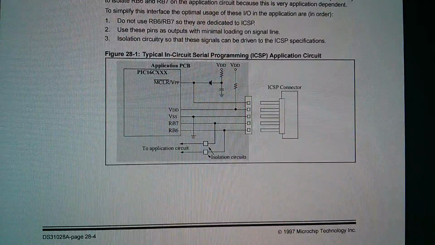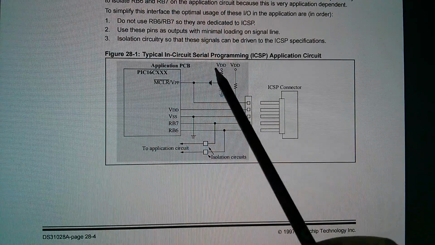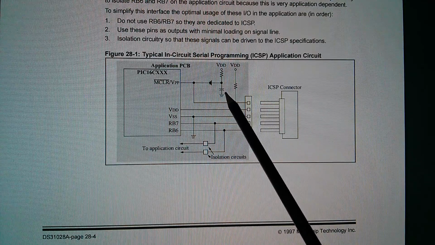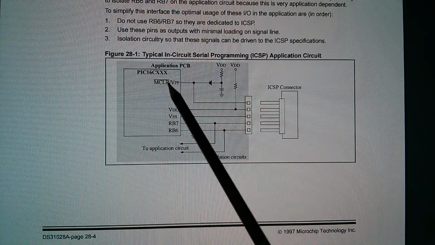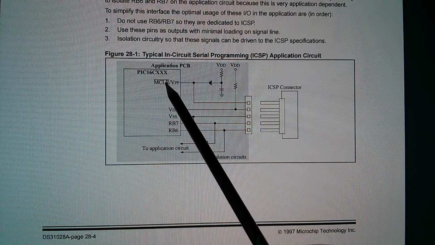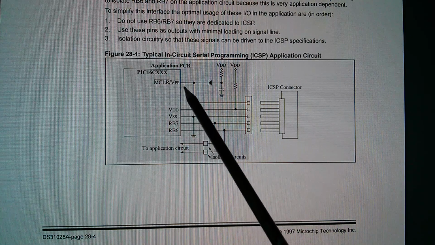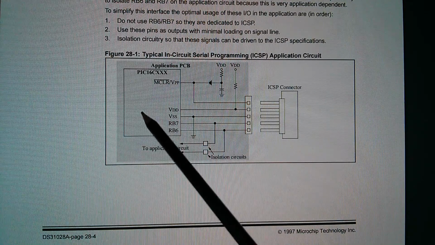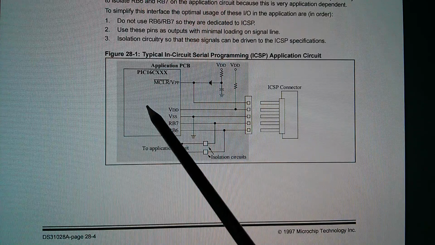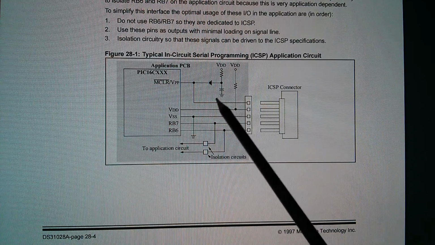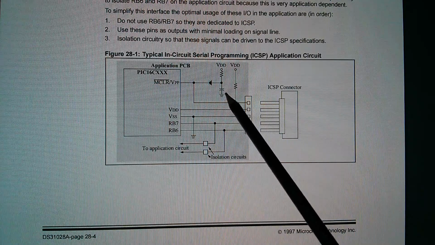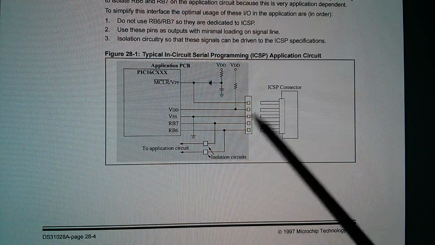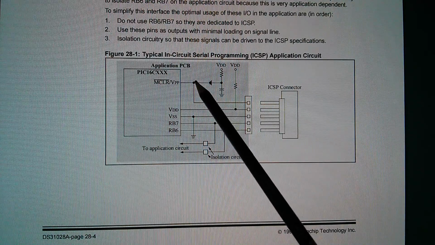If I come down to here, there's a diagram showing the required pull-up resistor and capacitor to ensure that master clear is not left floating, because if master clear is left floating, it can either go up or down, and the chip can just reset itself in strange, mysterious ways. So you have to put this pull-up and sort of a smoothing capacitor, I suppose, on that pin. But that pin also has to be raised by the programmer, which is here, up to 13 volts.